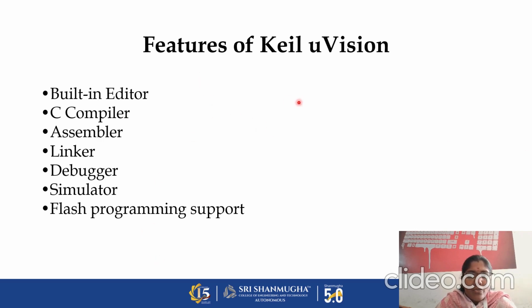Features of Keil Microvision: it consists of a built-in editor, a C compiler, an assembler, linker, debugger, simulator, and it provides flash programming support. So these are all the features of Keil Microvision.